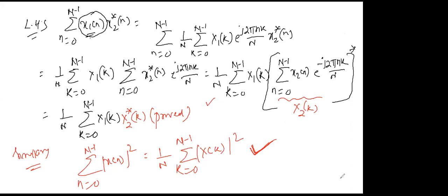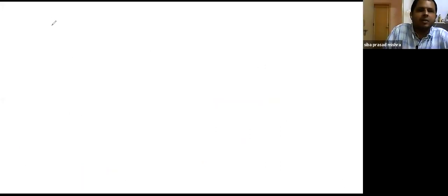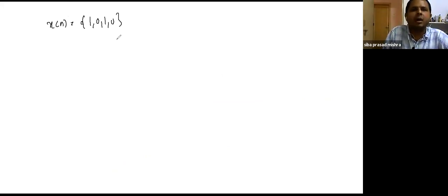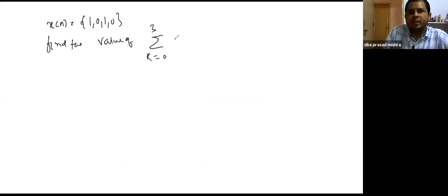Okay, fine. Now I am giving one question. Let x of n equal 1 0 1 0, then verify Parseval's theorem. Or sometimes they will ask the question this way: if x of n is this, then find the value of summation of k from 0 to 3 of x of k mod square. Okay, like this they will ask. Clear? The first question is to verify Parseval's theorem. This is a homework question for you.